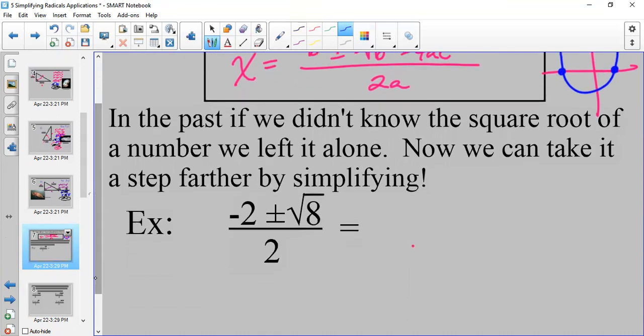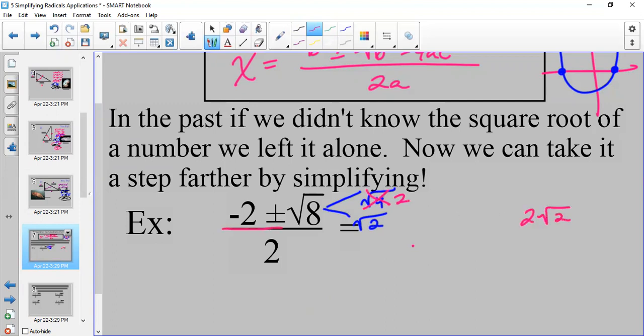All right, so before, I told you to leave it like this, or we even plugged it in our calculator, and I showed you how to plug this into your calculator to get estimations. We are now going to apply what we know about simplifying radicals to this. Okay, so square root of 8 can go further. I can break it up into the square root of 4 and the square root of 2. Square root of 4 is 2. So square root of 8 is 2 square root of 2.